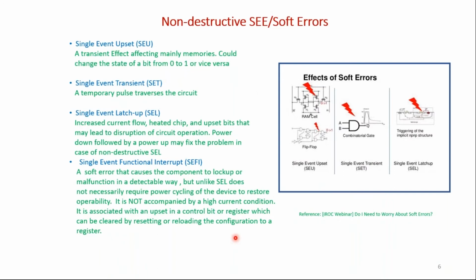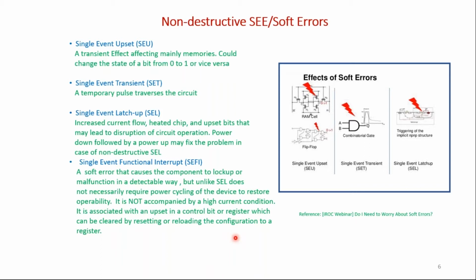So for the single event upset, we already talked about it in the previous slide. Single event transient, also temporary pulse traverses the circuit. We showed that. And what about latch up? The latch up always is accompanied by a large current flow, and the chip gets really hot and basically upsets bits that may lead to disruption of circuit operation. So the circuit will not operate and gets very hot. So if, for example, it's an A to D converter, it doesn't work, or if it is an SRAM, you cannot write on it anymore. It's just stuck there. So the only way to remove the problem would be to do a power recycle. So turn the power on and off and on, and that may fix the problem. So that is a single event latch up.